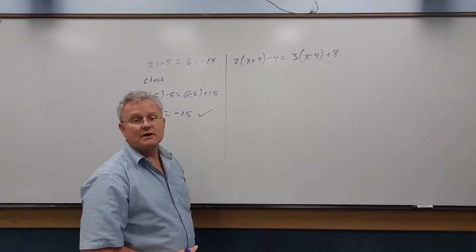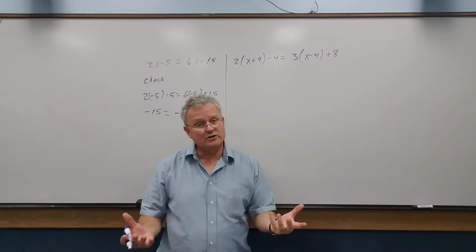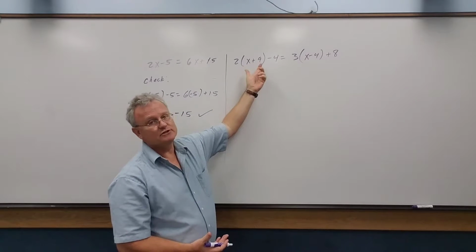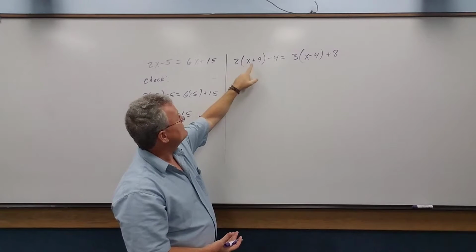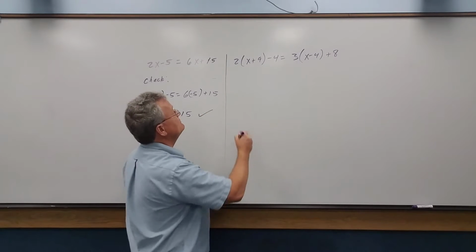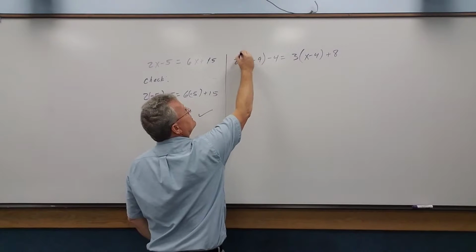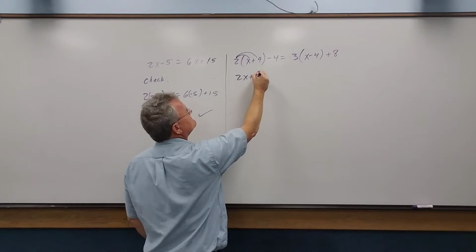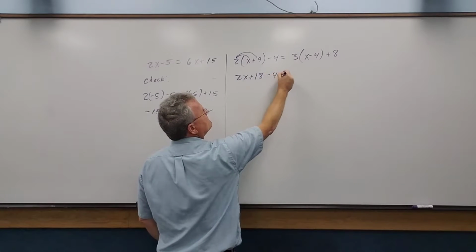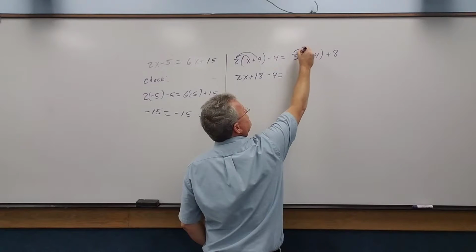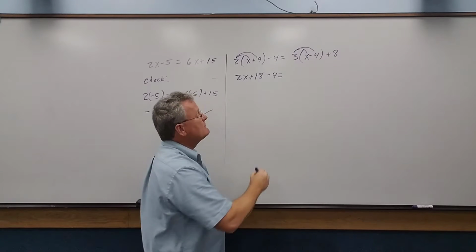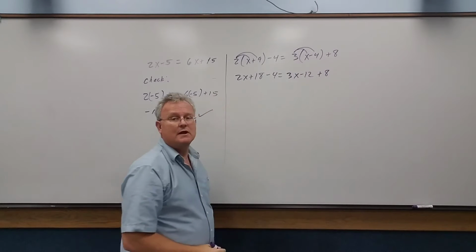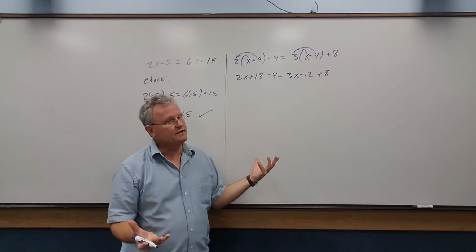So now over here, let's say we want to solve this. Well, we know in algebra from earlier videos, we've got the order of operations. So in order to get rid of the parentheses, we've got to distribute. So let's do that on both sides. We get 2x plus 18 minus 4. Here we get 3x minus 12 plus 8.